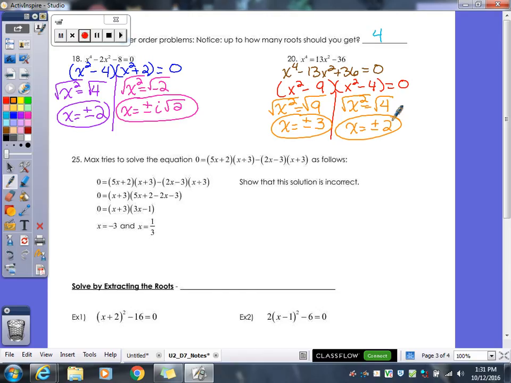So number 25, Max tries to solve the following equation as follows. But I'm telling you, he made a mistake. We got to find where his mistake was. So I'm going to give you a second. Let's have you look through, see if you can figure out where his mistake was.